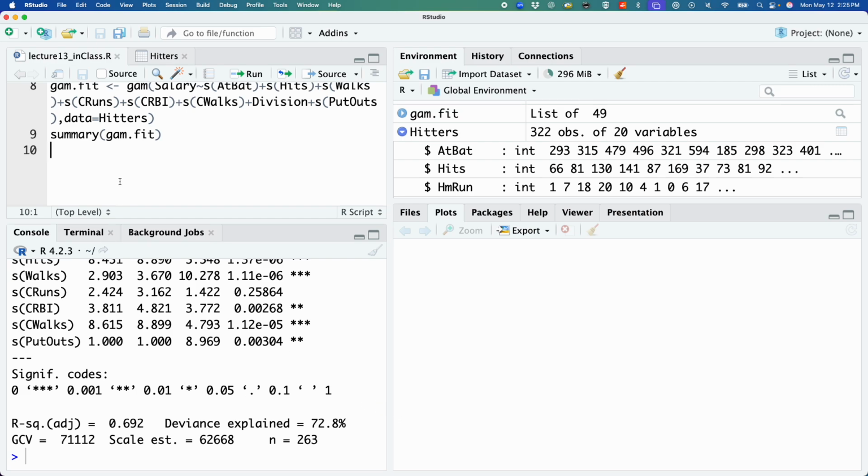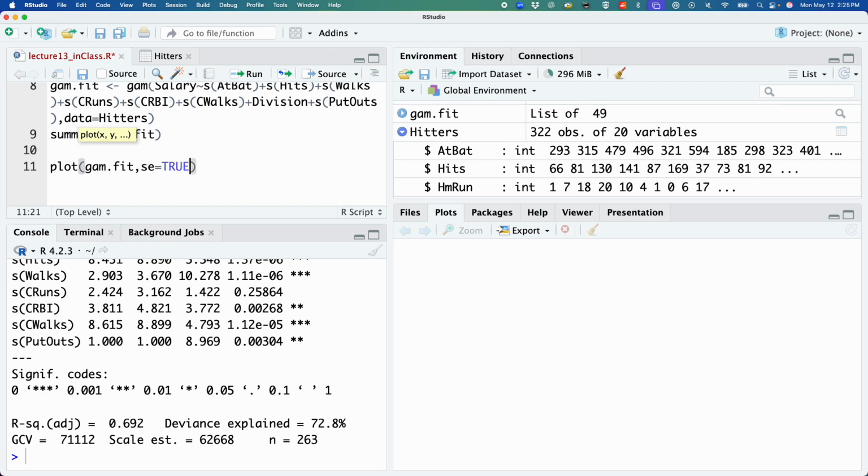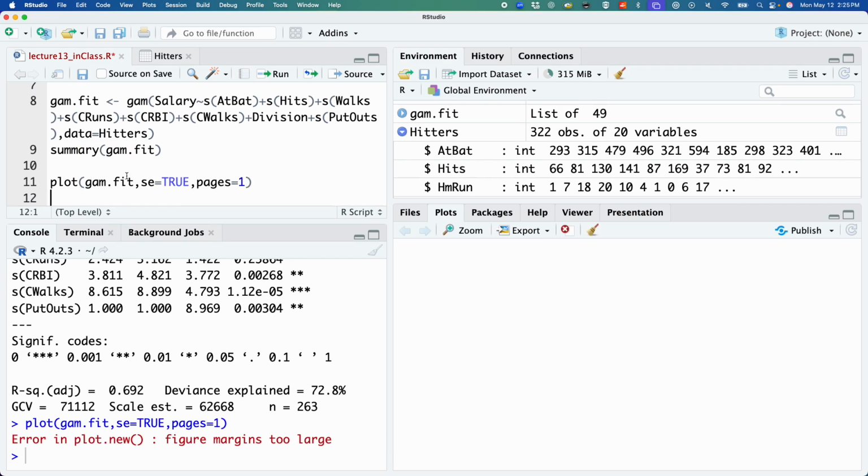Okay, so check this out. Let's do plot gam fit, SE equals true, pages equals 1. No, not this stupid thing again. All right, hang on.